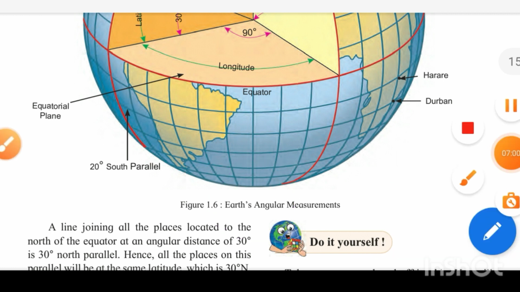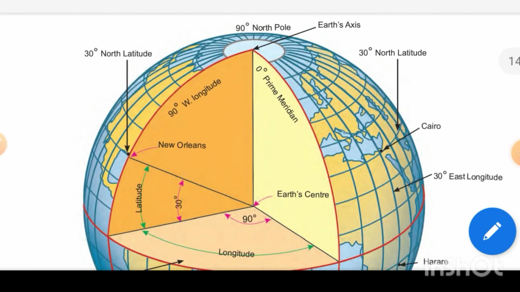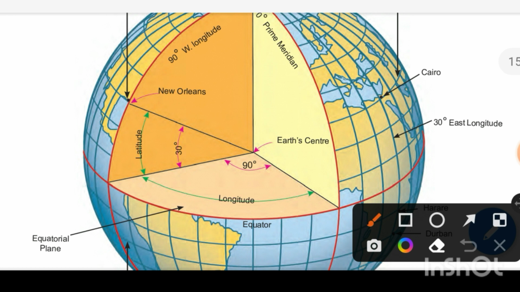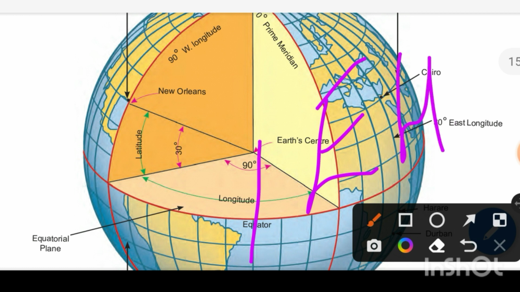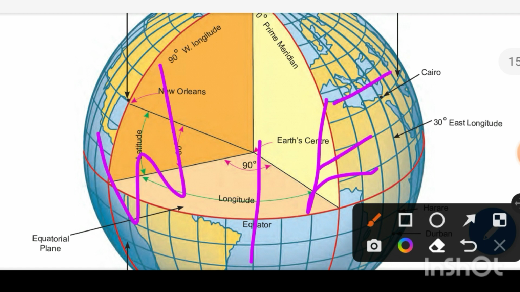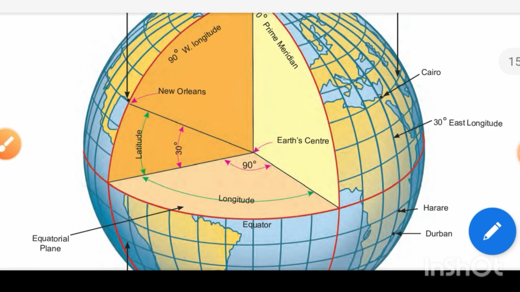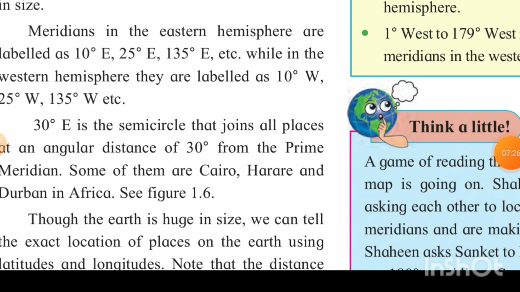Okay, and it says this prime meridian divides it in two parts. One is the eastern hemisphere, and I'll just write E for eastern hemisphere and W for western hemisphere. Meridians in the eastern hemisphere are labeled as 10 degree east, 25 degree east, and so on. And in the western hemisphere, 10 degree west, 25 degree west, and so on.